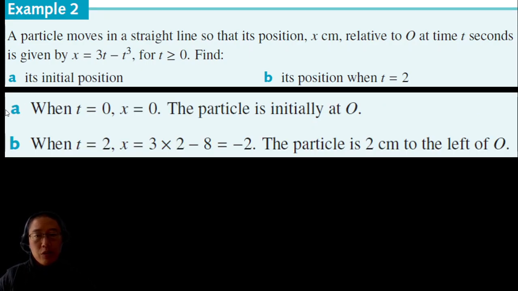Initial position, so use simple substitution, t equals 0, you substitute to x. So the way you can express it is the particle is initially at O, or the origin. Later on, we'll see that in terms of graphing, if it's a linear trajectory, you would use just a single number line. If it's two-dimensional, you would use a Cartesian plane. Its position when t equals 2, so that's the next bit, you substitute, and notice as it is negative, normally your convention is positive to the right, so you would say that the particle is positioned 2 centimeters to the left of the origin.